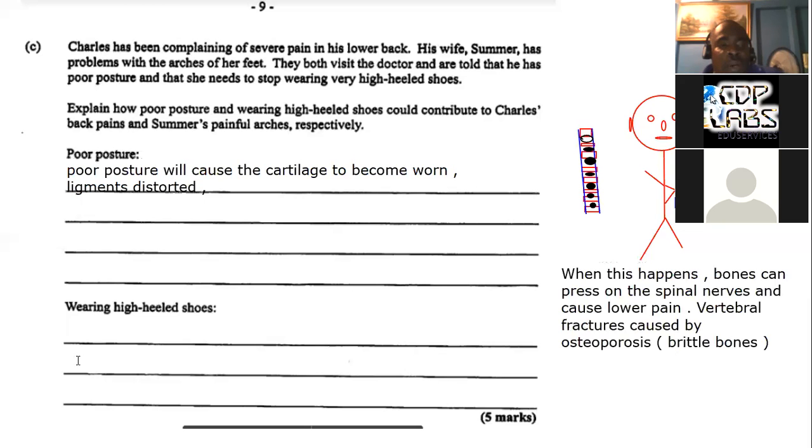What about the wearing of high heel shoes? How does that affect the joints there? You might want to stop wearing high heel shoes. They call it poor circulation of blood. Poor circulation of blood. What else? How does it affect the skeletal system? So it can damage your back.